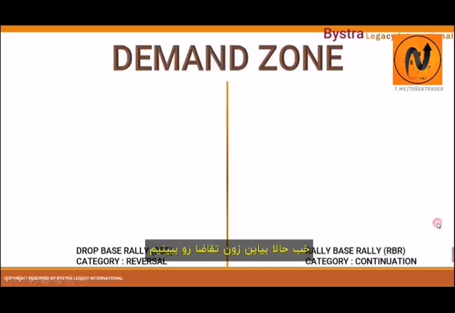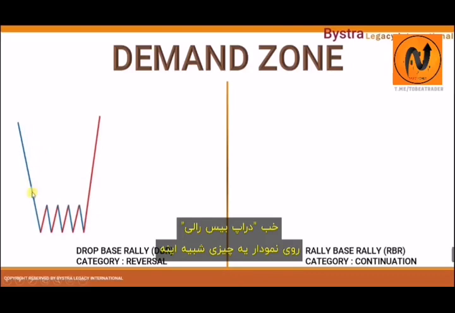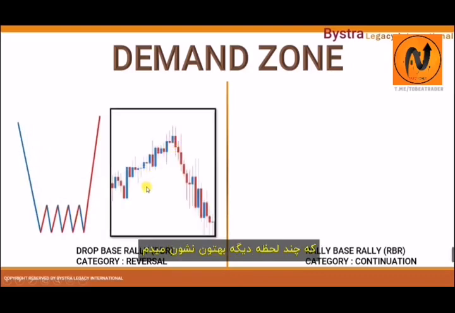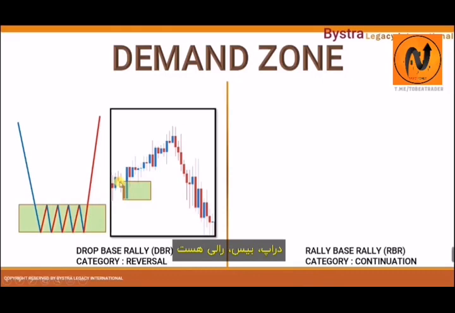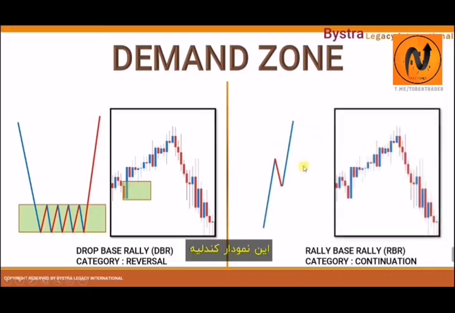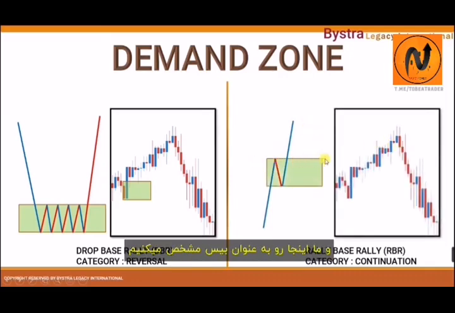So now let's look at the demand zone. At the demand zone, we have the drop-based Rayleigh and the Rayleigh-based Rayleigh. The drop-based Rayleigh is something similar to this in the chart. We mark the base here, and in this candlestick chart, we can see this is the drop-based Rayleigh. Then let's look at the Rayleigh-based Rayleigh, something similar to this. This is the candlestick chart, and we mark this as the base.